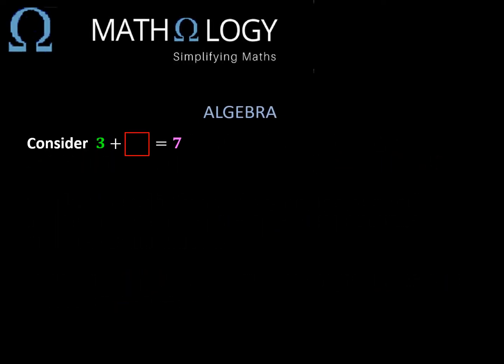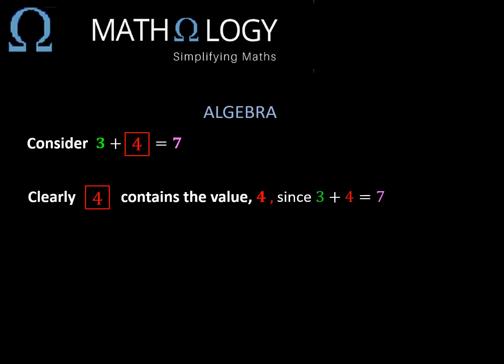Consider the addition of a certain number, contained in a placeholder, and 3, which equals 7. In previous grades, this was interpreted as 3 plus what number equals 7. This number represented by the placeholder is quite clearly 4, since 3 plus 4 equals 7. In algebra, the above equation is commonly written as 3 plus x equals 7. The letter x is used instead of a placeholder, and is called a variable.